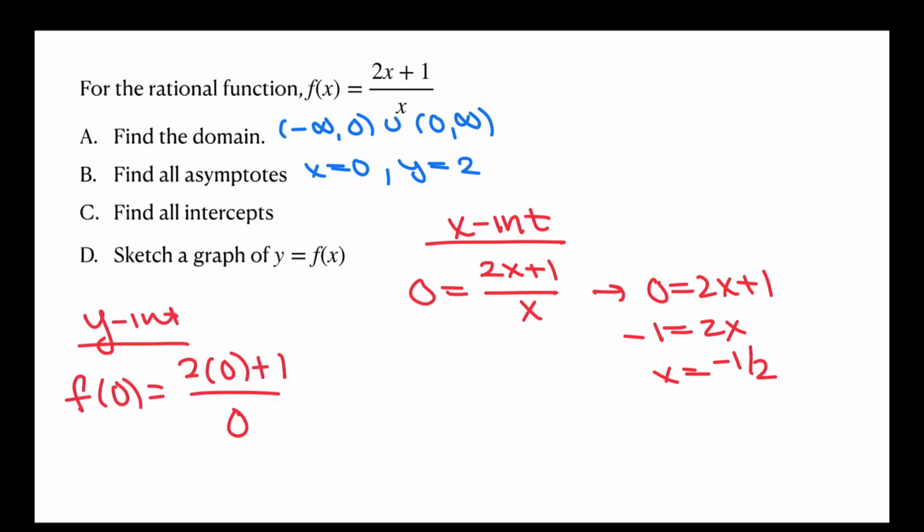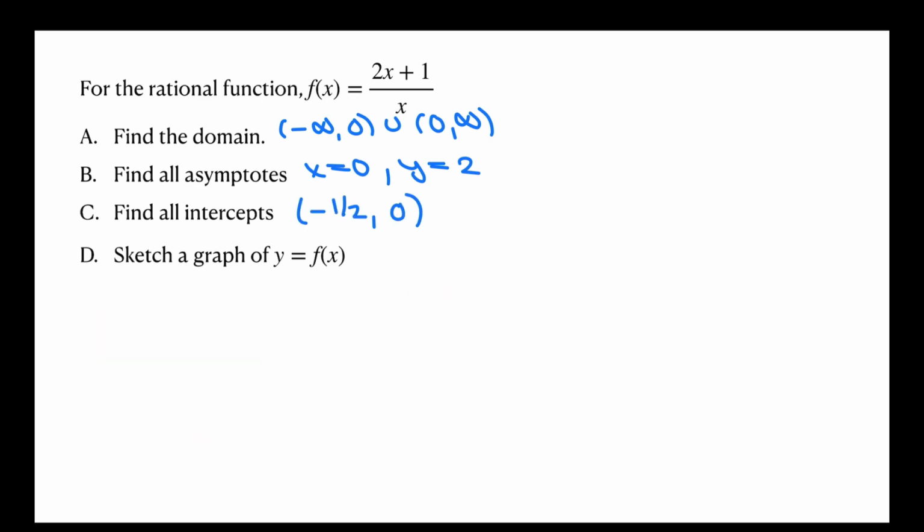To find my y-intercept, I plug in 0 for x. So 2 times 0 plus 1, divided by 0. Well, division by 0 is undefined. And in fact, 0 is not in our domain. So that means there is no y-intercept. So the only intercept we have is at the point x equals -1/2, y equals 0.